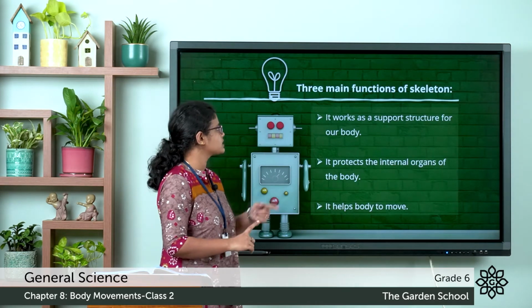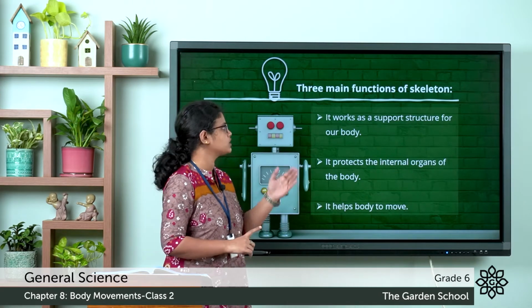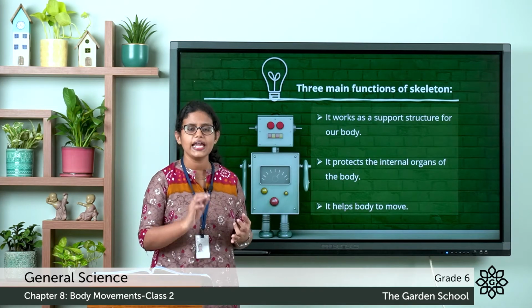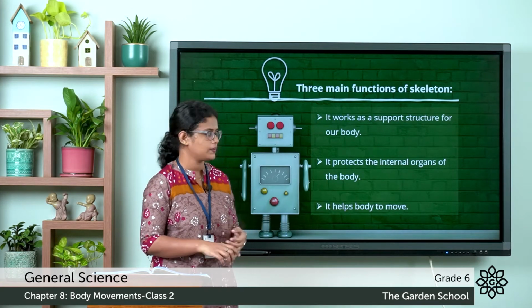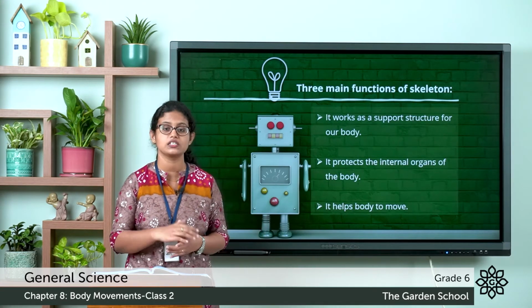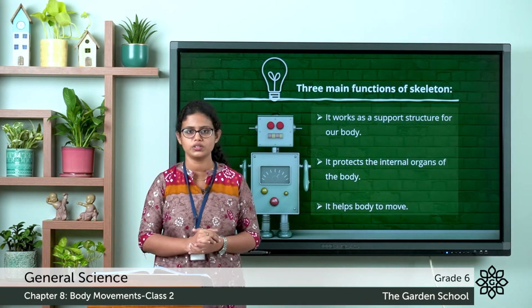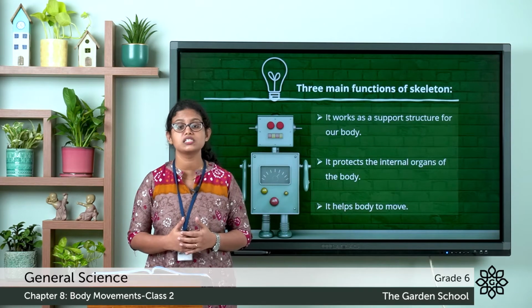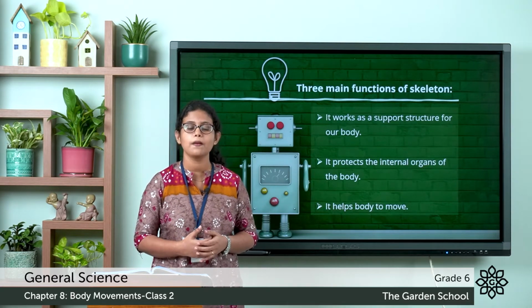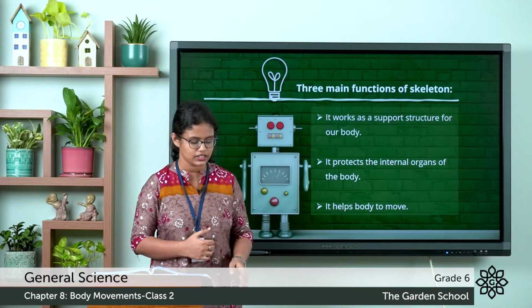The first one is it works as a support structure for our body. The second one is it protects the internal organs of the body. And the third one is it helps the body to move. That is, it helps in locomotion. The human skeleton is made up of the following parts. So let's discuss the parts of human skeleton.